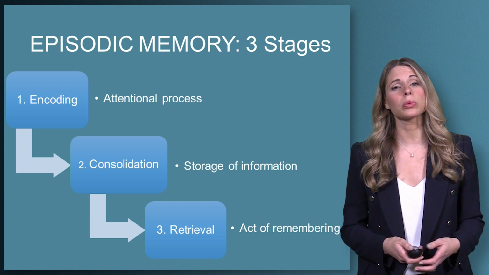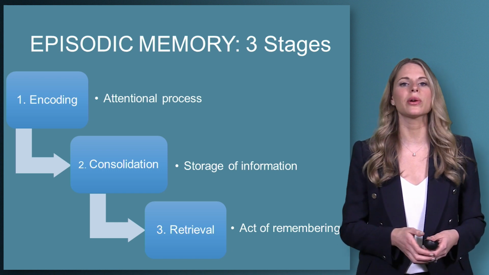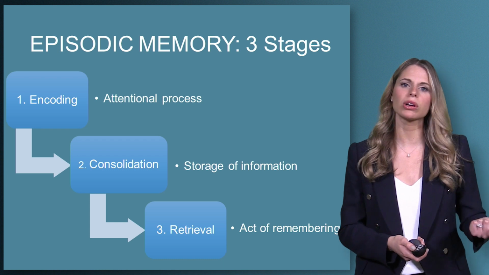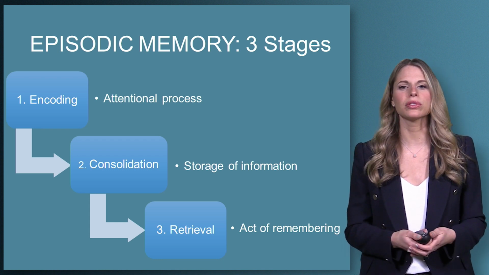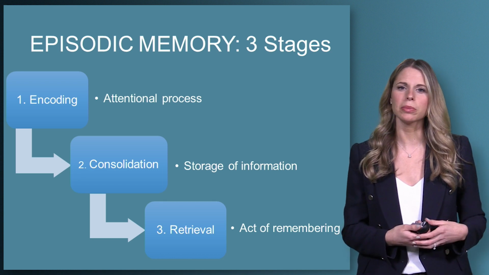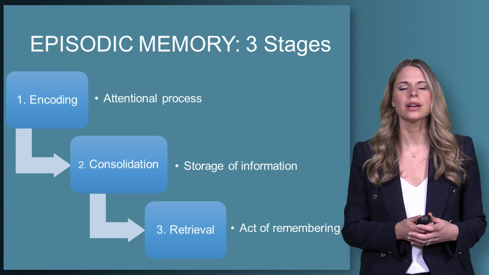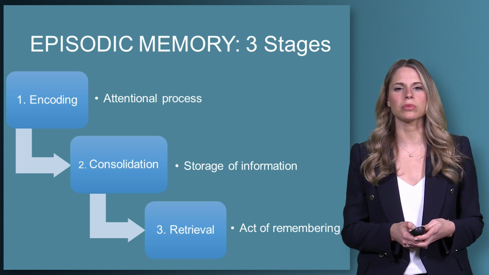And finally, there's the retrieval process, which is a later act of remembering, trying to pull out that information. So it has to first be encoded and then consolidated. And the retrieval process can sometimes be improved through cueing. So sometimes if a memory is consolidated properly, but the person can't recall it outright, you may be able to give them a cue, and in which case they'll be able to retrieve the information more readily.